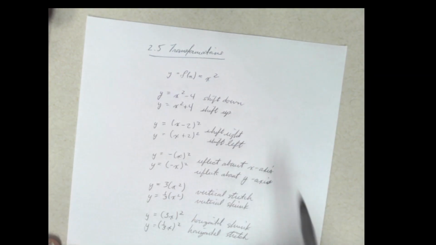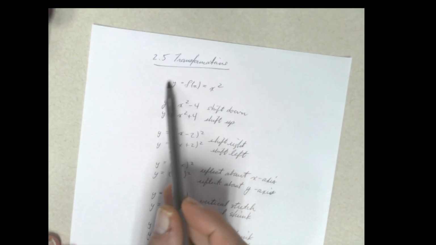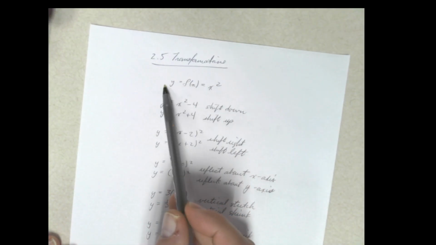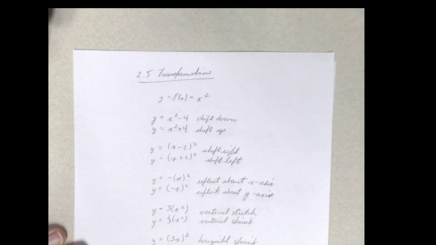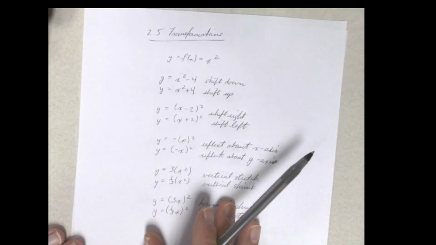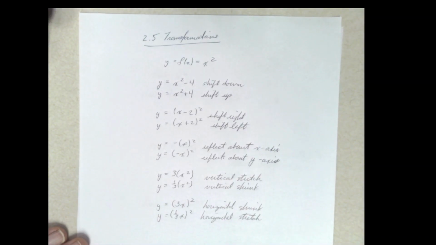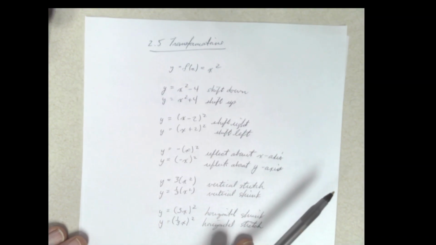This is about transformations, right? Basically, that means you have a base function, and then you move it around the graph and shrink it and expand it. And this sheet kind of goes through this. I'll post this out there, but I wanted to show you what happens.